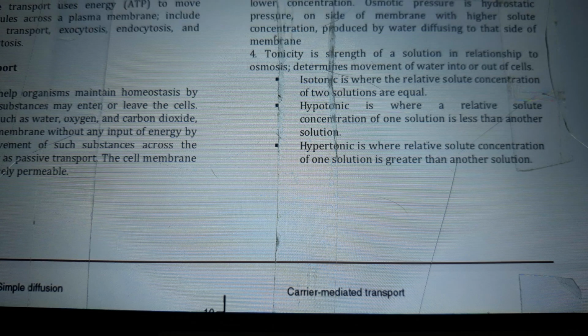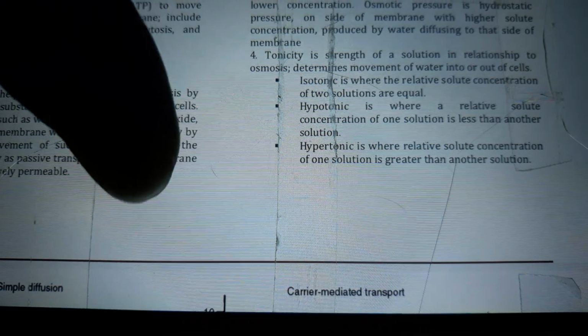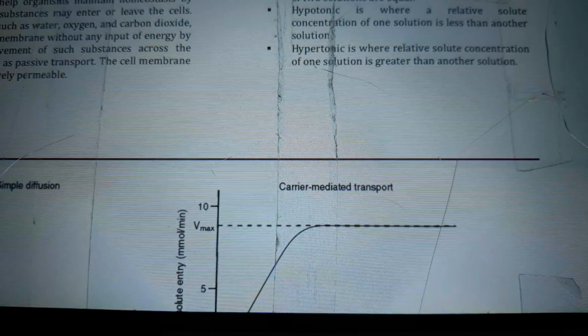Tonicity determines the movement of water into or out of cells. Isotonic is where the relative solute concentration of two solutions is equal. Hypotonic is where the relative solute concentration of one solution is less than another solution. And hypertonic is where the relative solute concentration of one solution is greater than another solution.